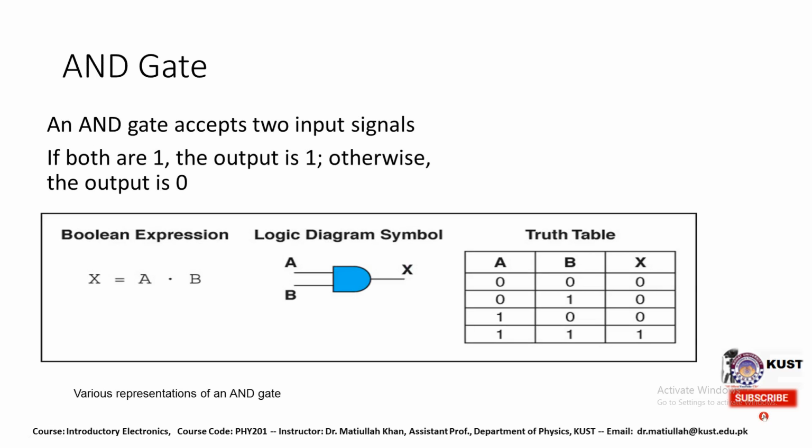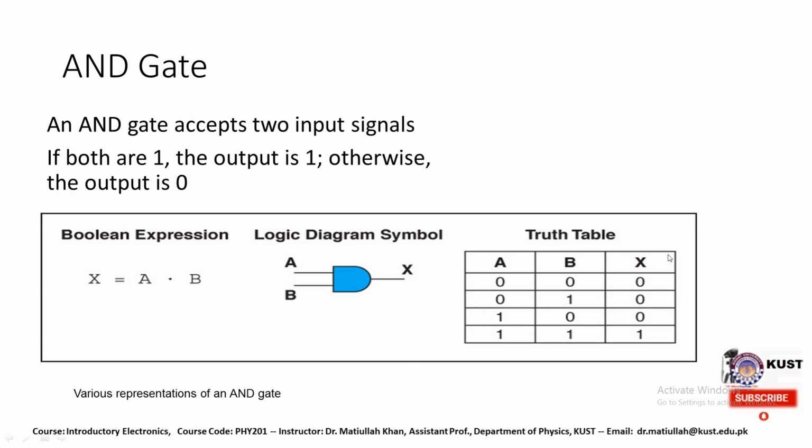Now we are coming toward the AND gate. The AND gate is a bit different from the NOT gate because it accepts two input signals, and there is some condition for the AND gate. The general condition is that if both of the input signals have the value 1, then the output will be 1, otherwise the output will be 0. This means that if any of the input values is 0, the result will be 0.